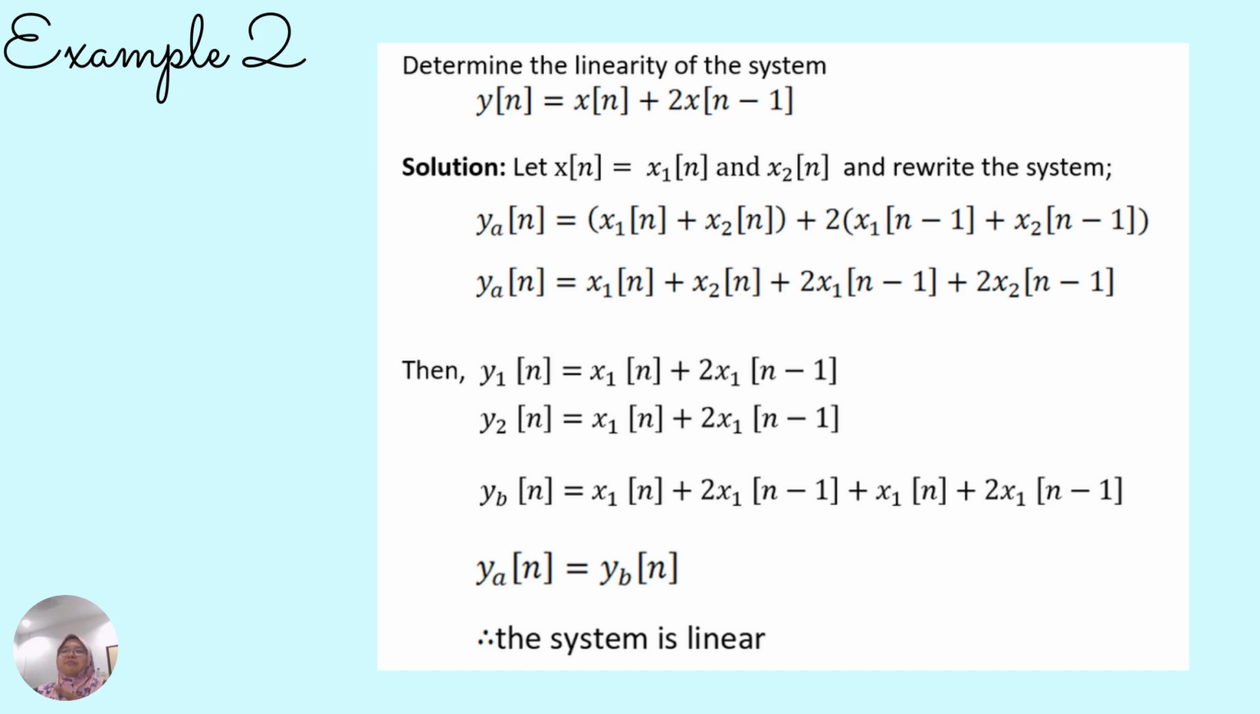So y1n means the input is only x1n. Y2n, the input is x2n. Oh sorry, there is a typo a bit, so you change it later. So it should be y2n equals x2n plus 2x2n minus 1. Okay. So when we combine, yn equals y1n plus y2n. So if it's the same, then it means that the system is linear. Okay.